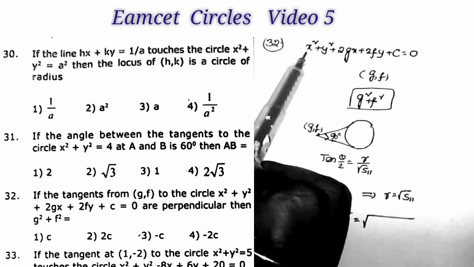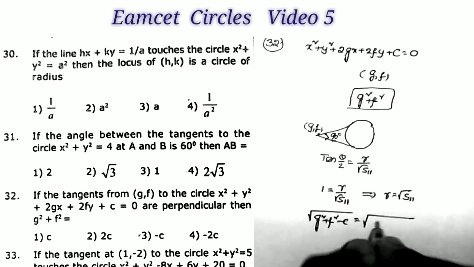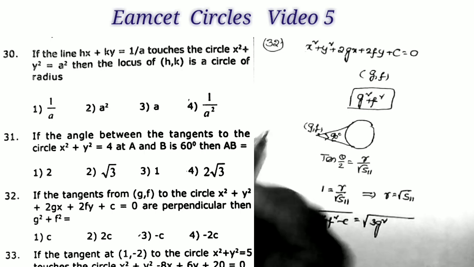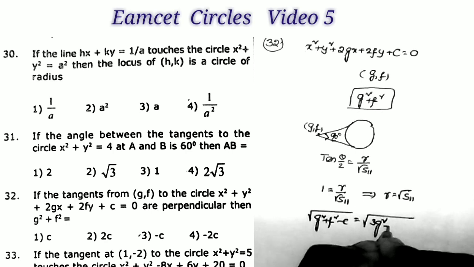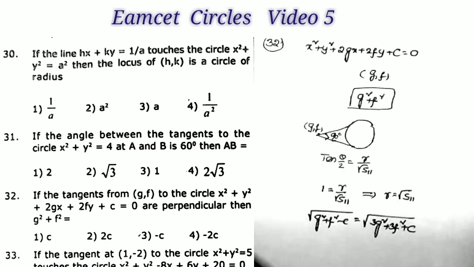That is g square plus 2g square, 3g square, plus f square plus 2f square, 3f square, plus c. Okay, that is replacing the point (g, f) in the above circle equation.